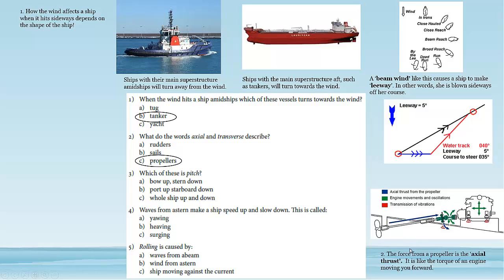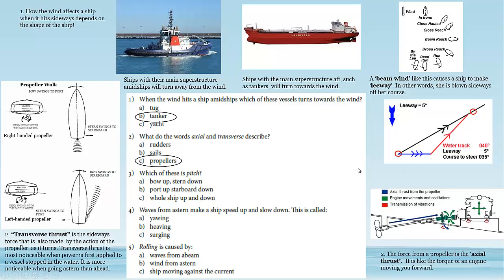Well, then what is transverse? Well, transverse thrust is the sideways force that is also made by the propeller as it turns. This is called propeller walk. So if you can see here, if you have a right-handed propeller, where the propeller turns in a certain direction, well then the stern of the ship is going to swing to starboard, while the bow will swing to port. But if you have a left-handed propeller, you'll have the opposite action. Then the stern will swing to port and the bow will swing to starboard.